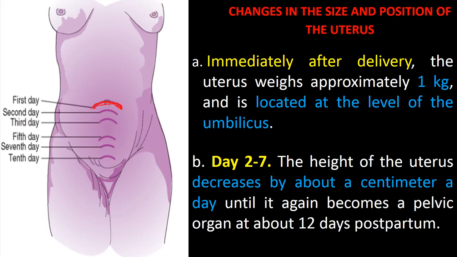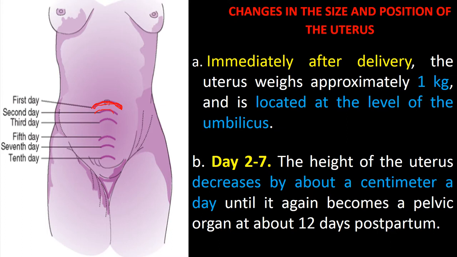However, from the second up to the 7th day of postpartum, the height of the uterus will decrease by 1 centimeter every day until it becomes level with the pelvic organs. Okay? And it will last up to the 12th day of postpartum. As you can see here, every day, starting on the second day, the height and position of the uterus decrease by 1 centimeter.